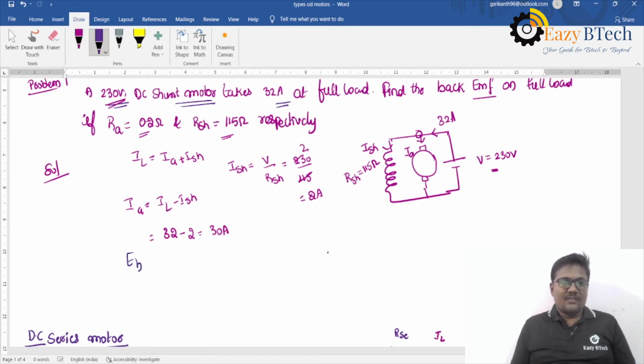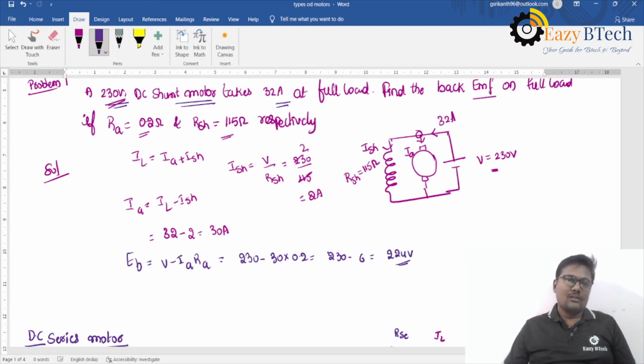Then the back EMF EB is equal to V minus IA RA. The supply voltage is 230, the armature current we got is 30 amperes, and the armature resistance is 0.2. So 230 minus 6 is equal to 224 volts.